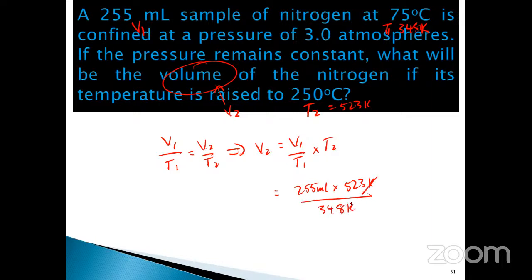And of course, the Kelvin units will cancel out here and here, and the final answer is going to be in milliliters. So 255 times 523 divided by 348. According to my calculations, this works out to be equal to 383 mils. And that's how you do that, all right?